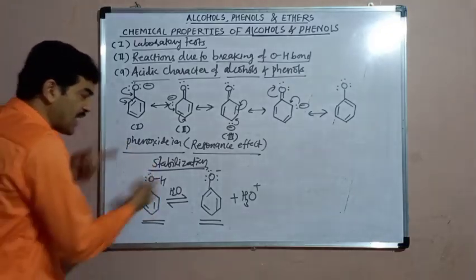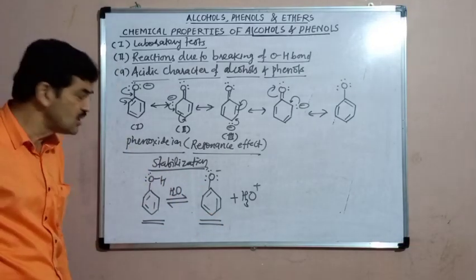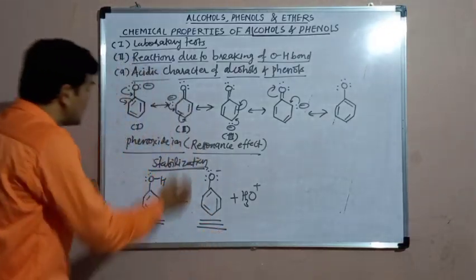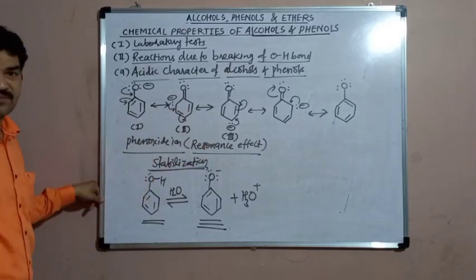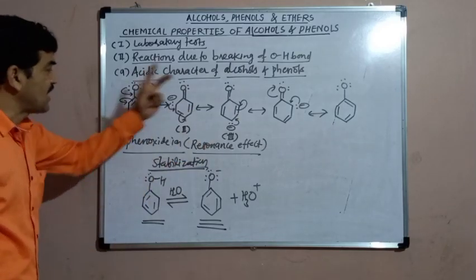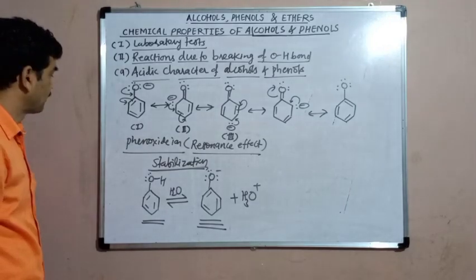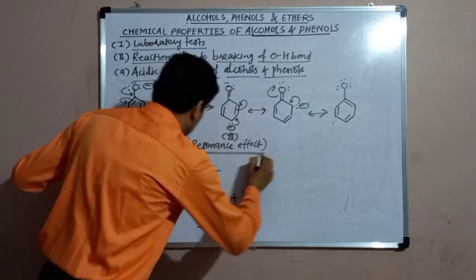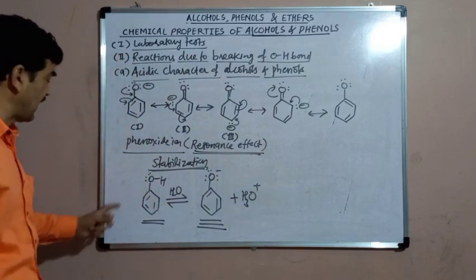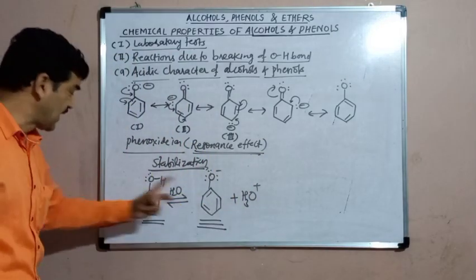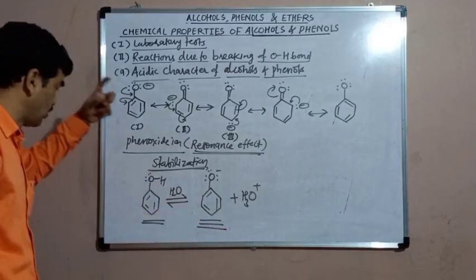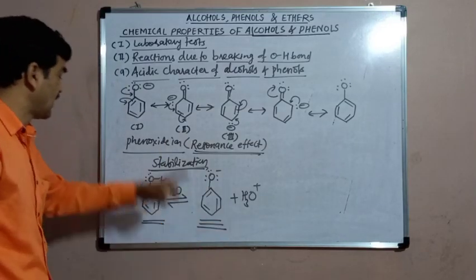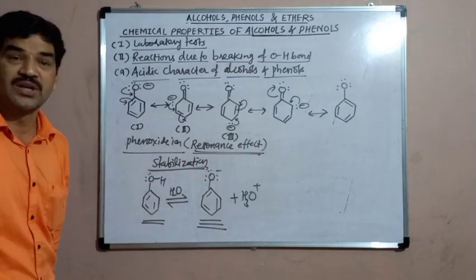But phenols have a great tendency to undergo ionization because the resulting phenoxide ion is stabilized by resonance. And because of the stabilization of the phenoxide ion due to the resonance effect, the molecules of phenols have a great tendency to undergo ionization. The extent of ionization is more, and due to this, their acidic nature is sufficient. They are sufficiently acidic in nature.